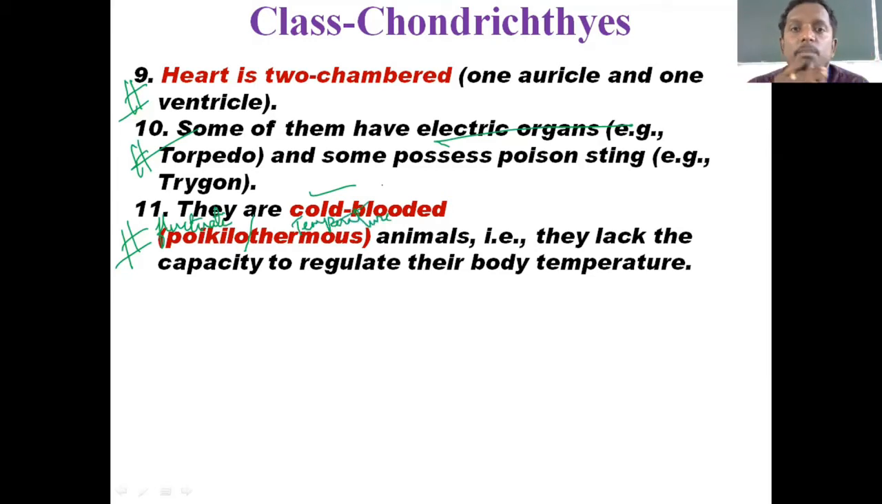These organisms are poikilotherms. They are found in marine water. If the water temperature is 27 degrees, body temperature also will become 27 degrees. If the water temperature is 35 degrees, their body temperature also will become 35 degrees. If the water temperature is 18 degrees, their body temperature also will be 18 degrees. So the body temperature goes on fluctuating according to the ambient or the surrounding temperature. So such organisms are called poikilotherms.